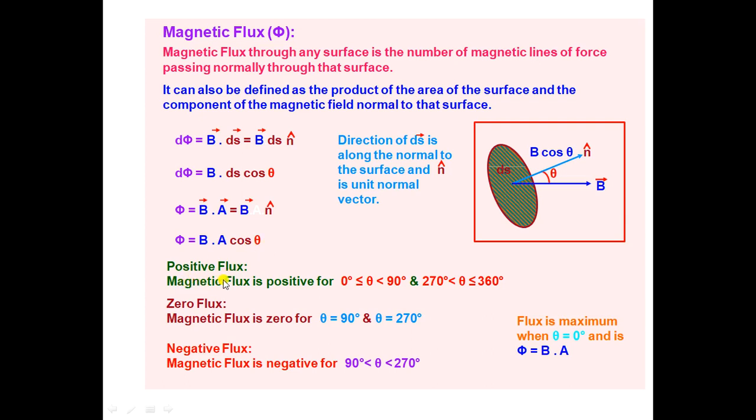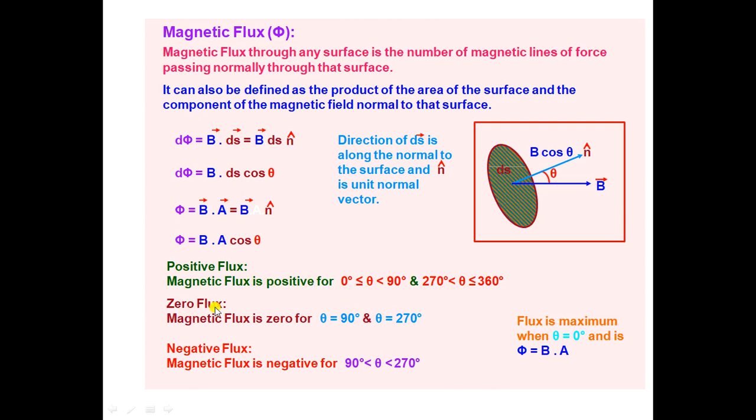Then what is positive flux? The positive flux is present for theta from 0 to 90 degree, or from 270 to 360 degree. In these two conditions the magnetic flux is positive, that is, theta value is 0 to 90, or it is 270 to 360. In this range it is a positive flux.